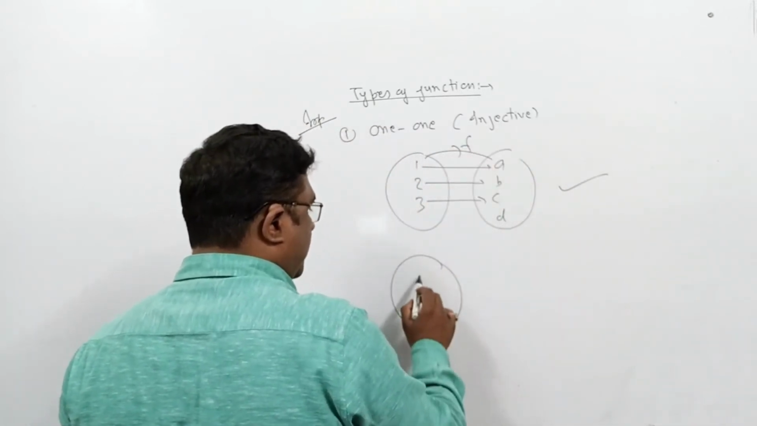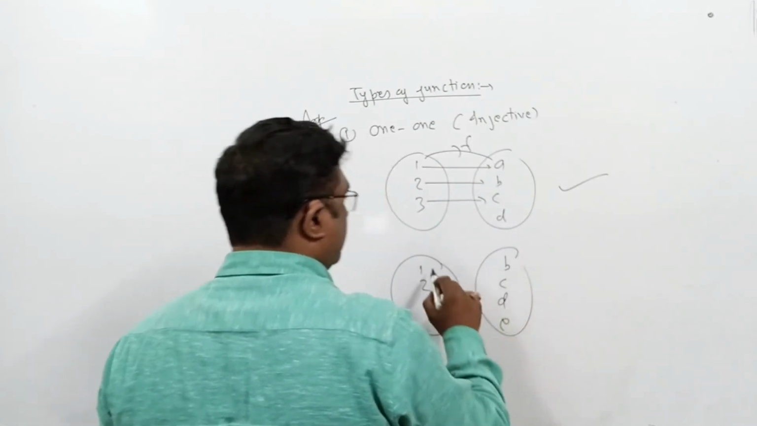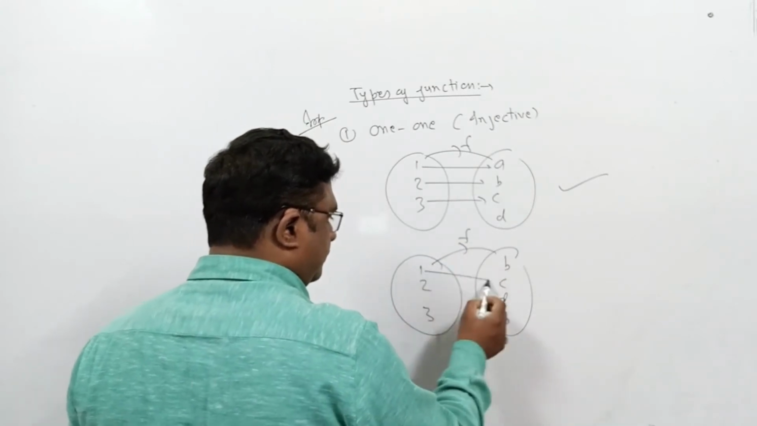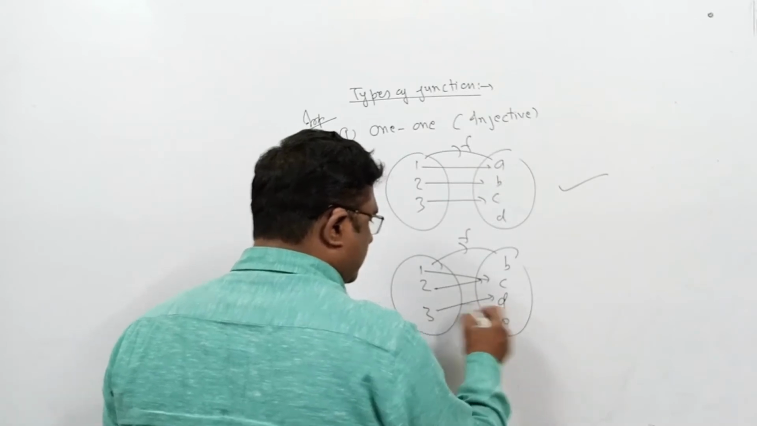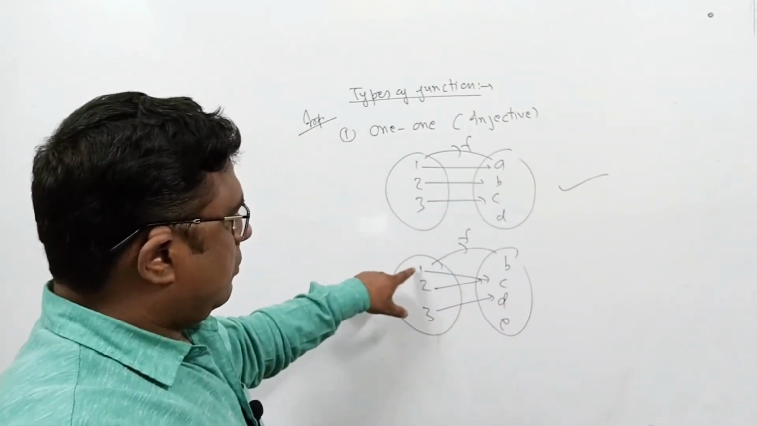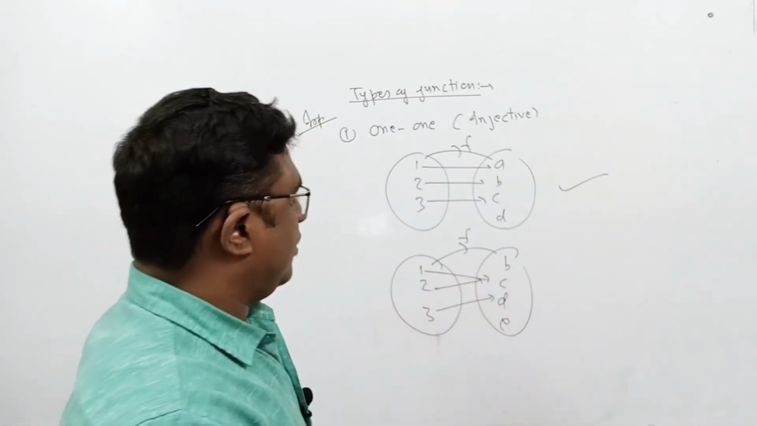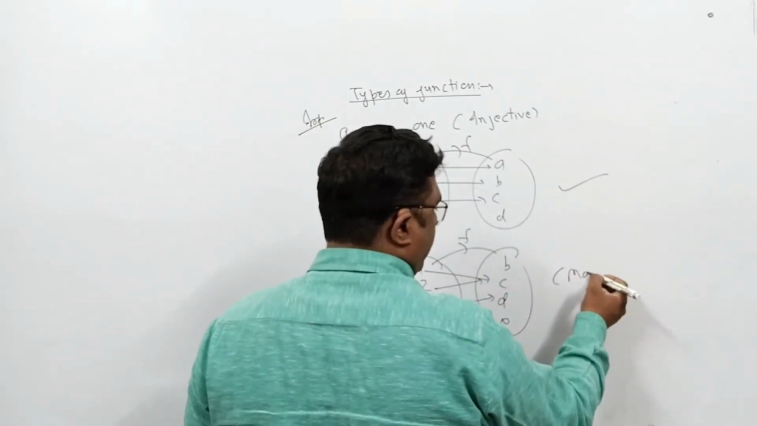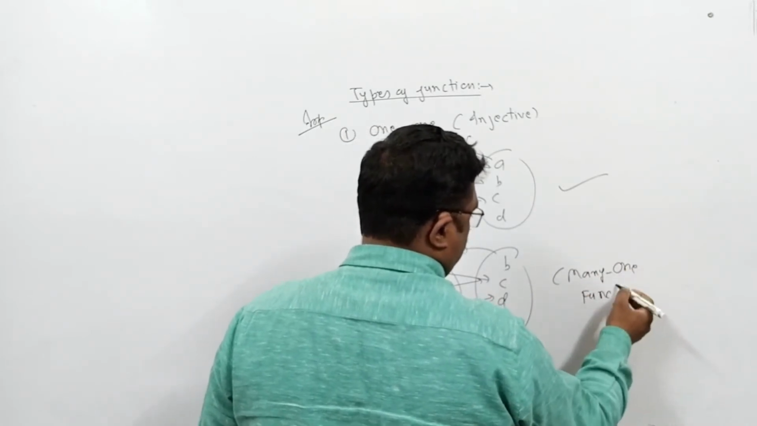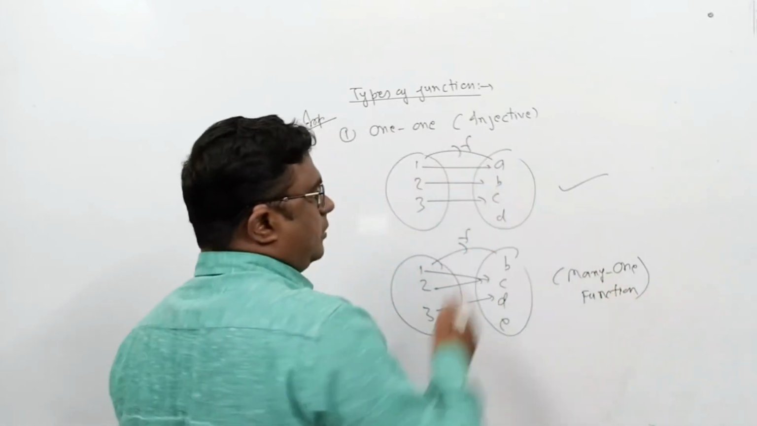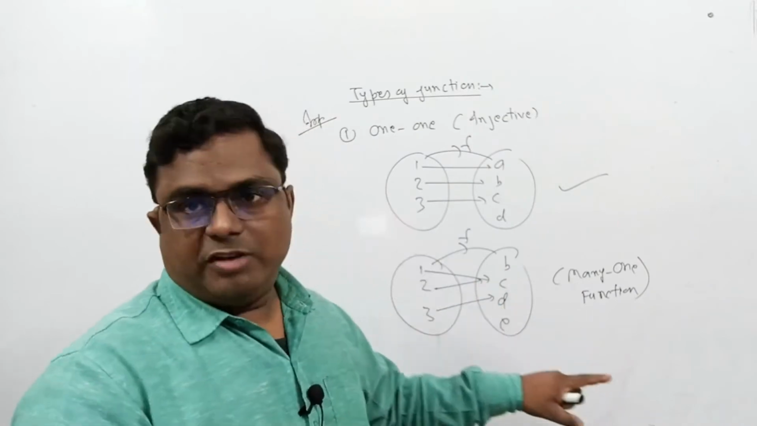But suppose I give you this example. In this situation, 1 and 2 are different elements, but their image is the same. So this is not a one-one function. Actually, this is called a many-one function. So when a function is not one-one, then we call it a many-one function.